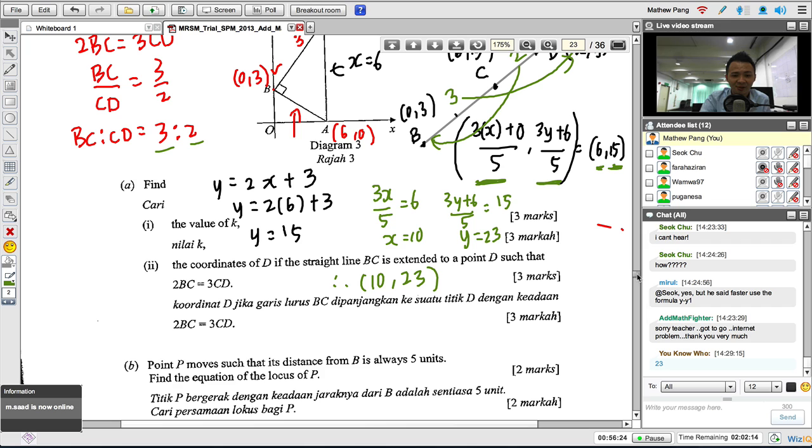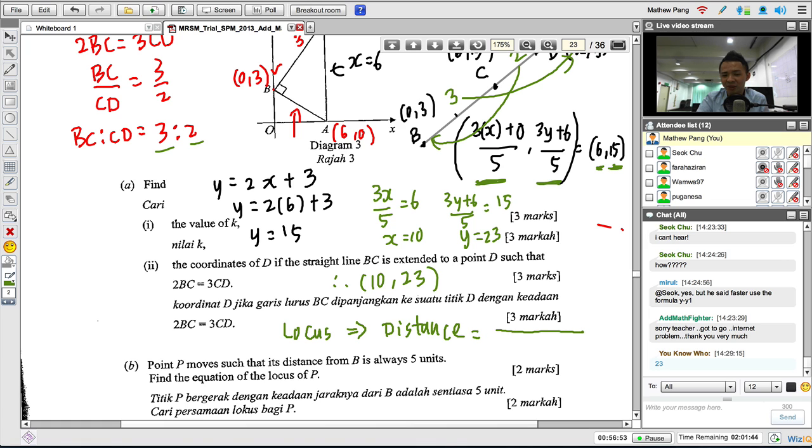Oops, locus. Yeah, we still have a locus. Locus in SPM is still okay, quite simple. But when you go to STPM, it's a different story. So he said P moves such that the distance from B is always 5 units. I just want you to remember something. Whenever you see locus in this chapter, always link it to the distance formula, because at your level, you can use the distance formula to solve locus.